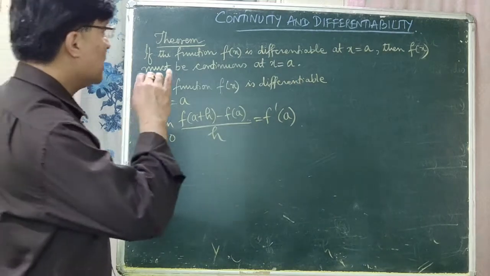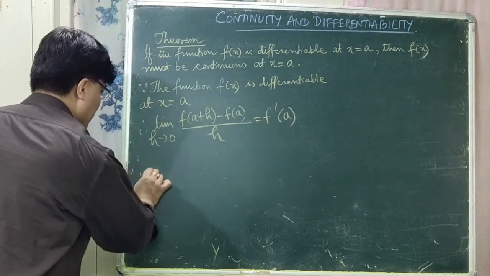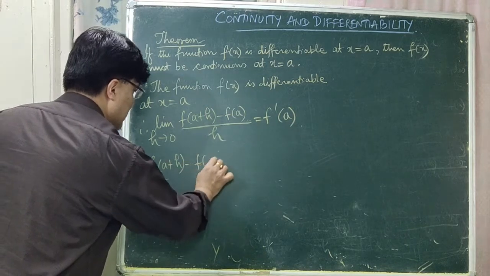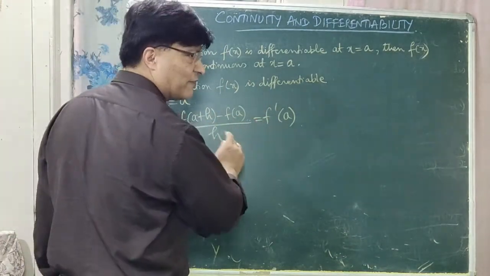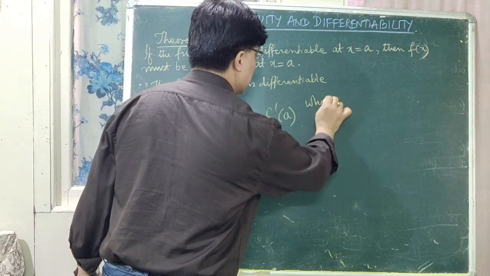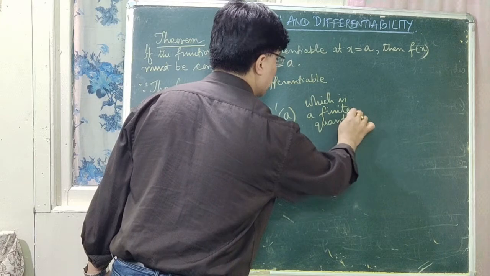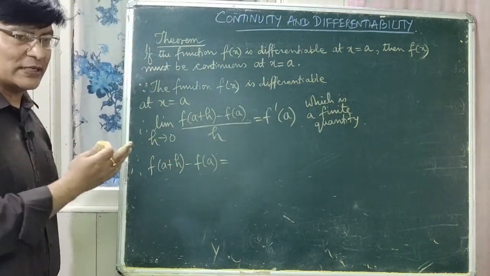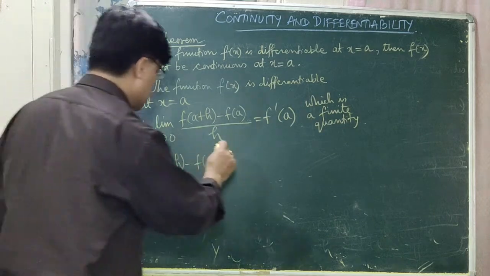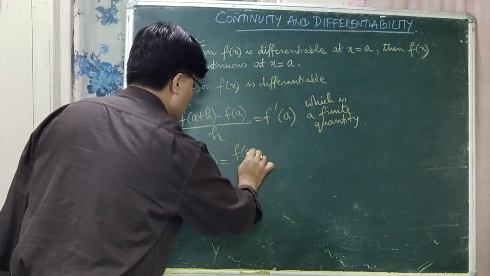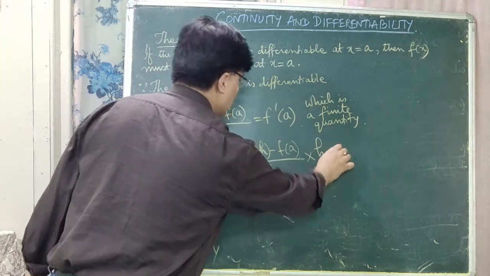Okay, and now we have to prove that the function f of x is continuous at x is equal to a. Now let us find out its value. Now therefore f of a plus h minus f of a, which is equal to, here we can write down, so in this case, since it is differentiable, f dash of a is a finite quantity, which means it is a defined quantity, right? So let us find out the value of this expression f of a plus h minus f of a, which is equal to f of a plus h minus f of a divided by h into h, right?